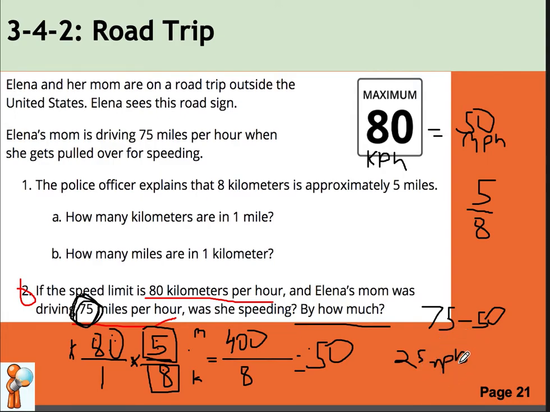I hope that makes sense. You could have also converted how fast she was going, the 75 miles per hour, into how many kilometers per hour she was going. You could have converted it that way as well. Either one is okay. But what I want you to notice here is how we have to convert our kilometers per hour into miles per hour in order to compare them.